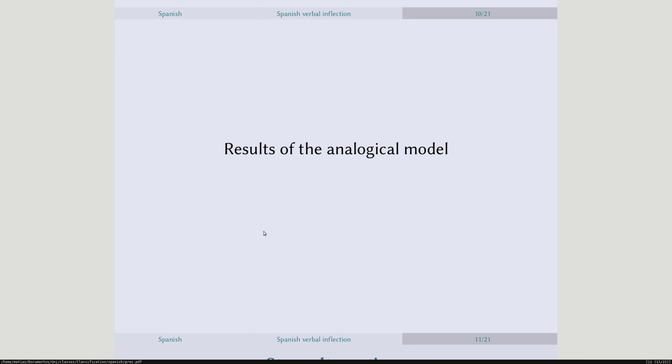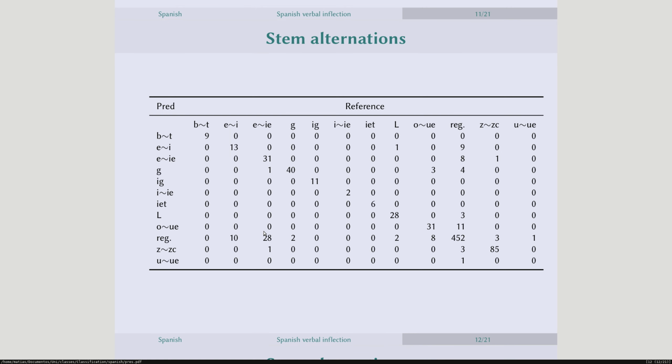So what are the results? For stem alternations, you can see the results here. This is the confusion matrix. And basically what we see in this case is that we can predict stem alternation fairly well. Some cases we predict perfectly, like this BT alternation, or the IG alternation. Some cases we predict very well, like the G alternation or the J alternation. Some cases we predict okay, but not perfectly, like the O2E or the S2K, and most are regular.